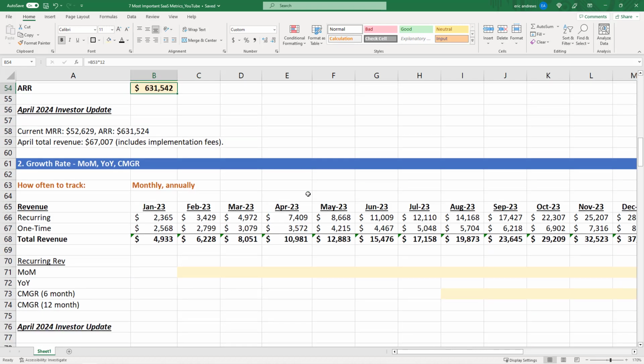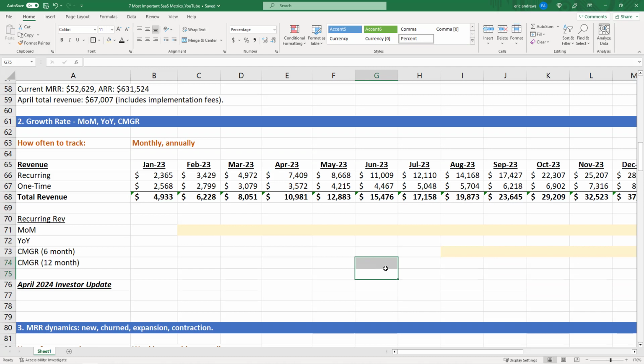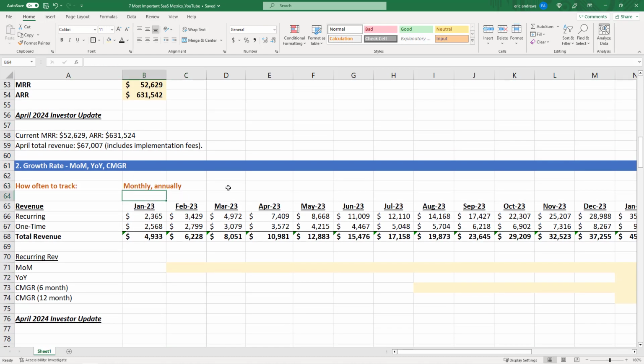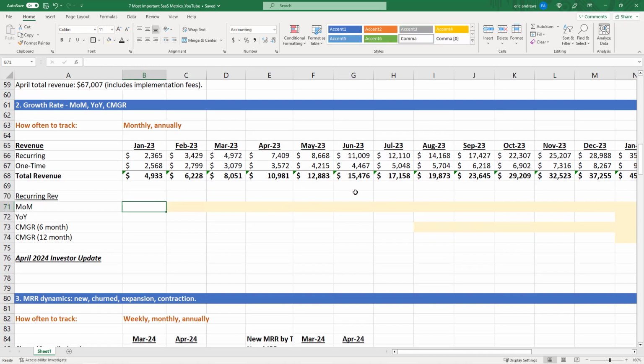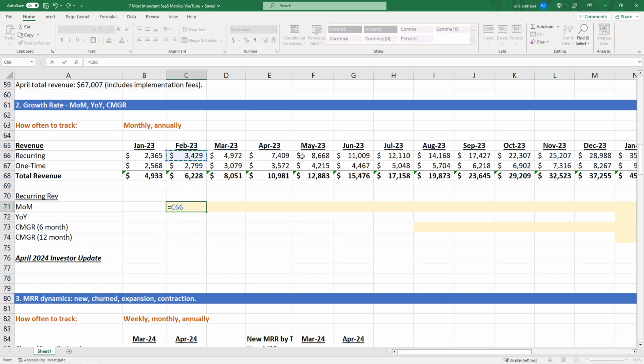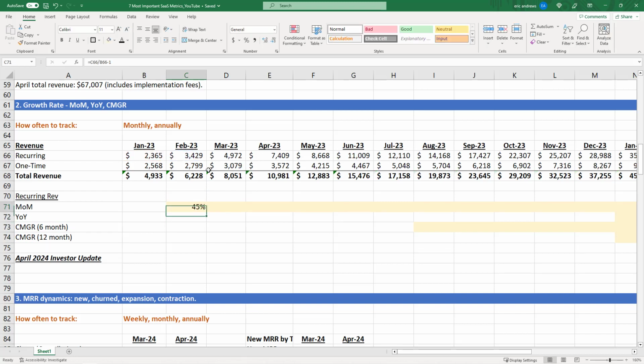Okay, so now let's move on to growth rate. There's a couple different ways you can think about your growth and report your growth. And especially if your business is growing very quickly, you need to think about how you can really represent the story in an accurate way. So growth, you should obviously look at this monthly, annually, and in the very early days, weekly, if possible. So first you have month over month, you have year over year, and you have compounded monthly growth rate. Let's start with month over month. So month over month, you're just going to want to use your recurring revenue for your growth rate numbers.